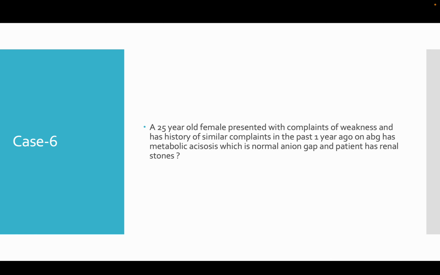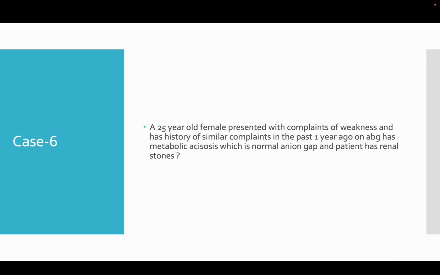So then a 25-year-old female presented with complaint of weakness and a history of similar complaints 1 year ago. ABG shows metabolic acidosis with normal anion gap, and the patient has renal stones. So this is a 25-year-old female. Unlike in the previous case, the patient had a similar complaint 1 year ago. There is one more episode previously, and ABG has metabolic acidosis, which is normal anion gap, and the patient has renal stones.